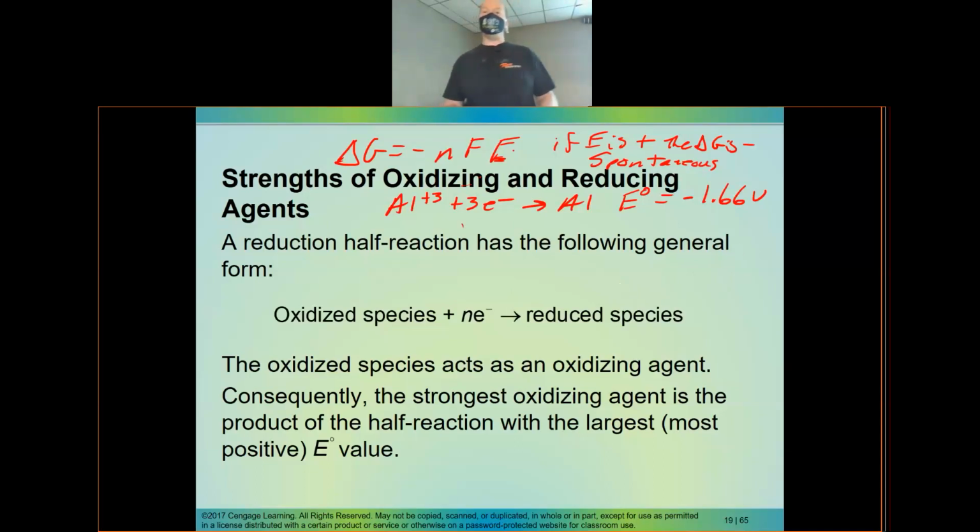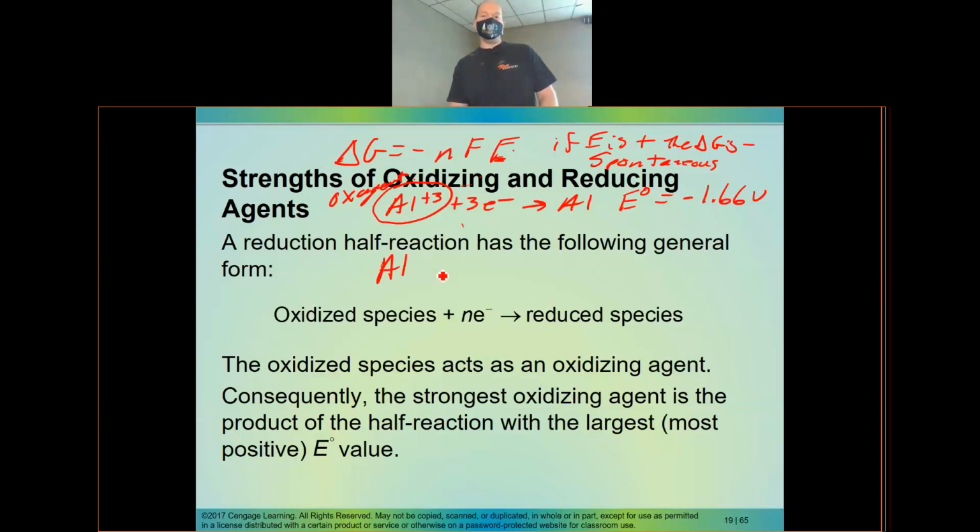So now we're looking at an oxidizing agent. And so when we're looking at the Al plus 3 in a reduction potential, we're looking at the Al plus 3 as an oxidizing agent. And we see that this would be a very, very poor oxidizing agent because this is very non-spontaneous. All right, so this is not going to occur.